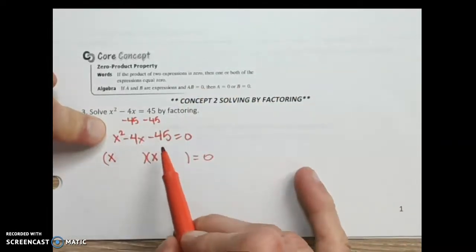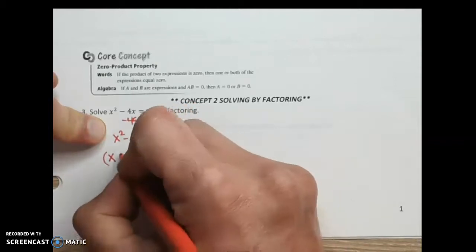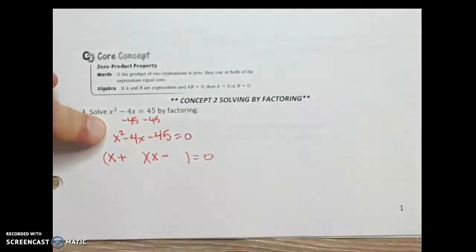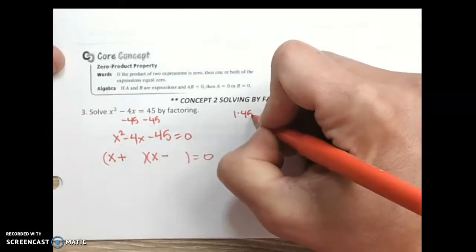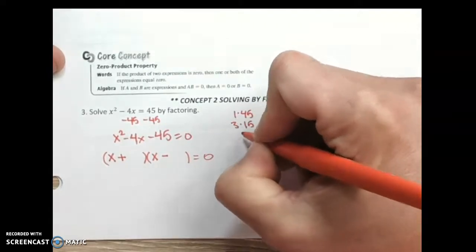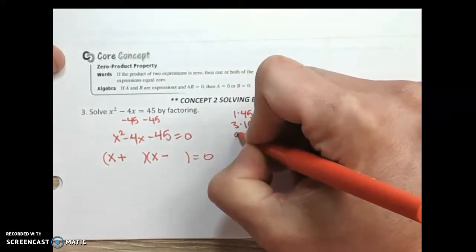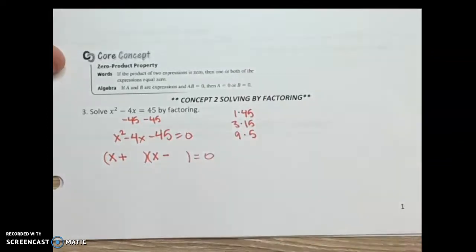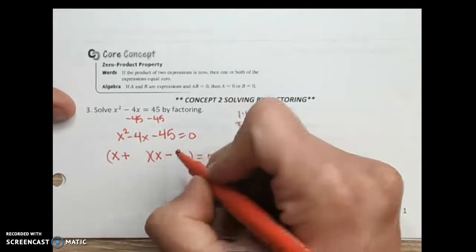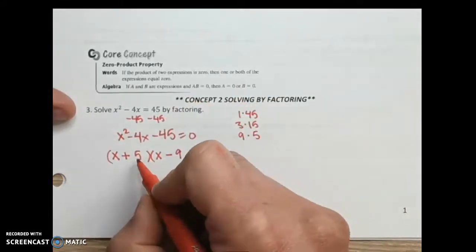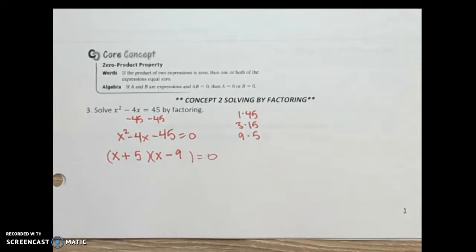And then the outside is going to give me negative 45. So I know it has to be a positive times a negative to give me 45. What are multiples of 45? 1 and 45, 3 and 15, 9 and 5. Looks like it to me. Okay, so which one of these has a difference of 4? Well, it's 9 and 5. And if I put the 9 with the negative and the 5 with the positive, negative 9 and positive 5 is negative 4. And there are my factors.